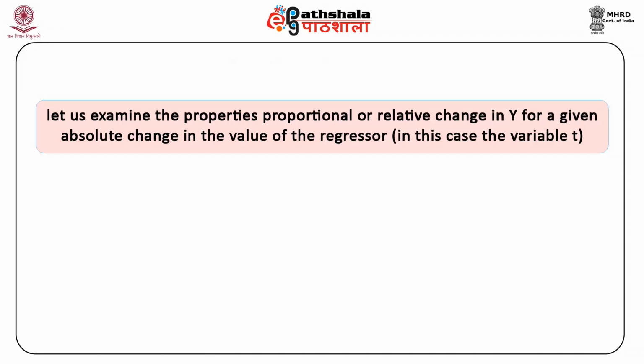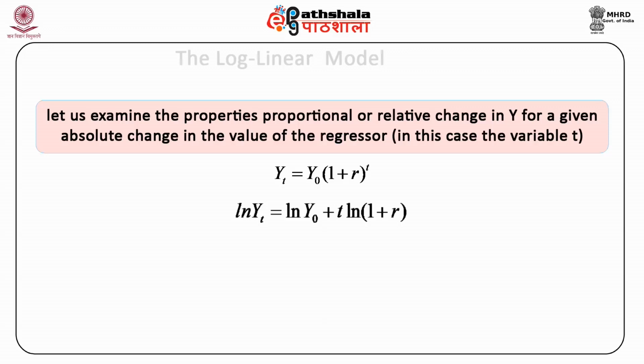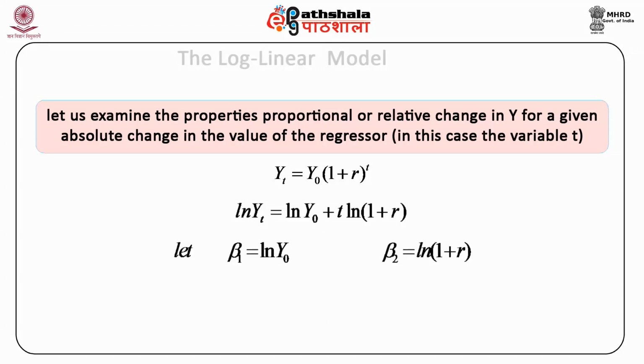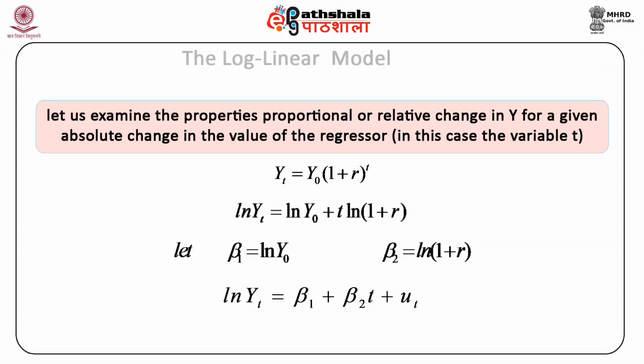Let us examine the properties: the proportional or relative change in y for a given absolute change in the value of the regressor, in this case the variable t. That is, y_t is equal to y_0 into (1 plus r) raised to the power t. Now this can be written as ln y_t equal to ln y_0 plus t ln(1 plus r). Now let beta 1 be equal to ln y_0 and beta 2 be equal to ln(1 plus r). In that case, we can write this equation as ln y_t is equal to beta 1 plus beta 2 t plus u_t.